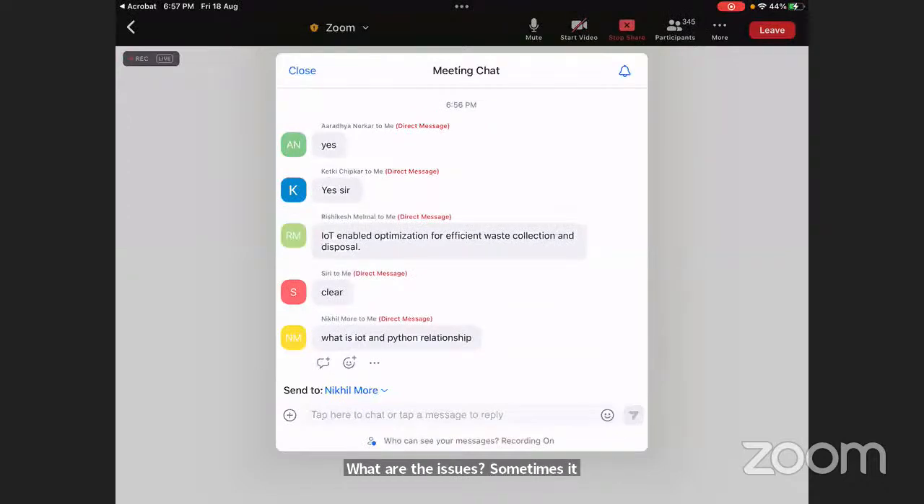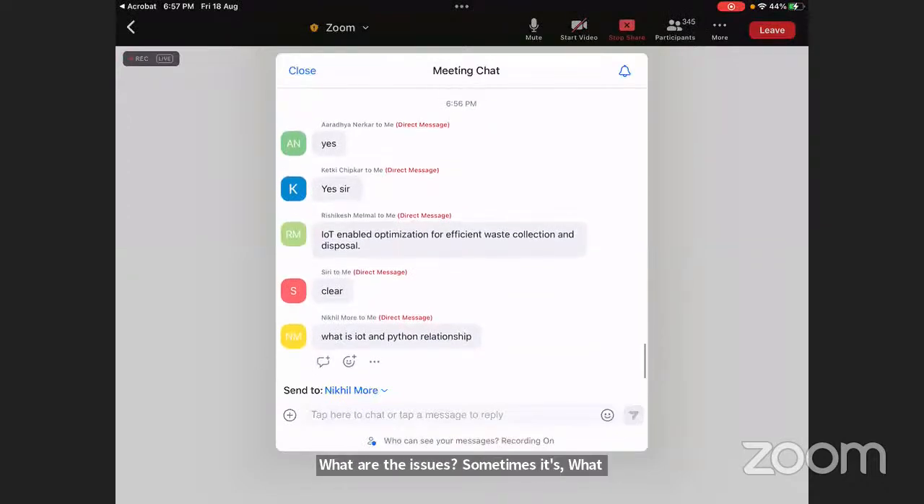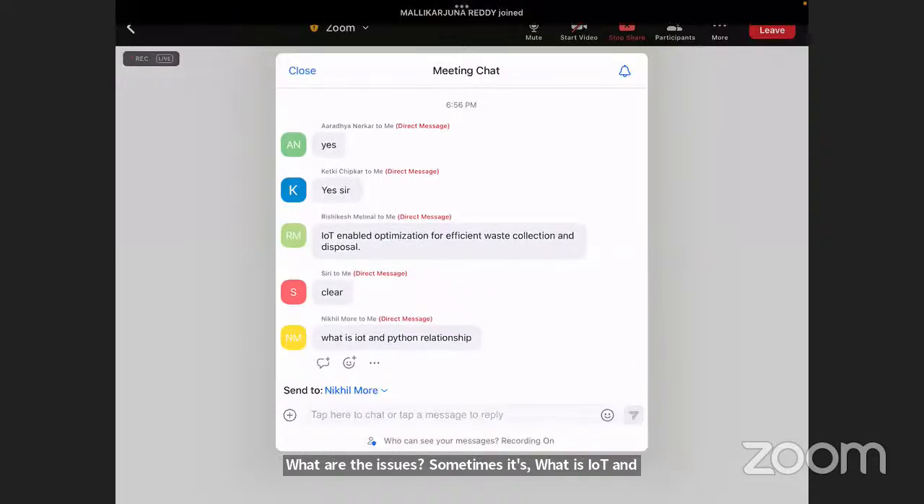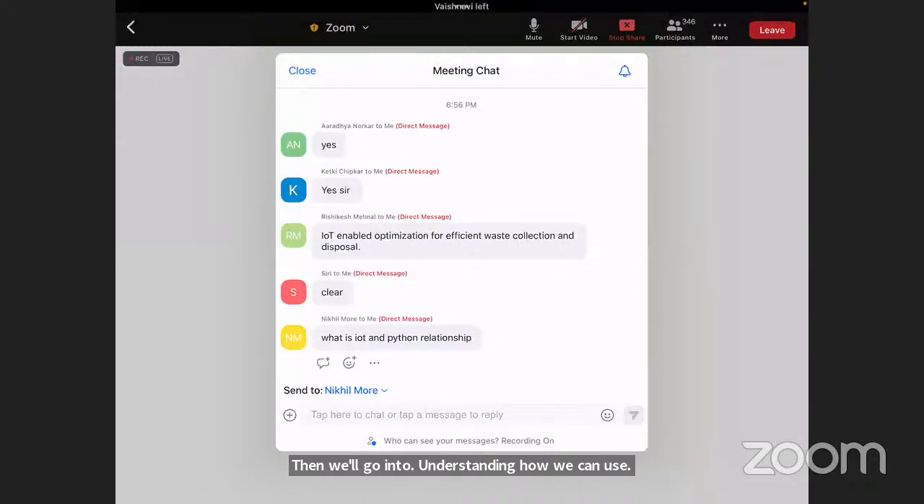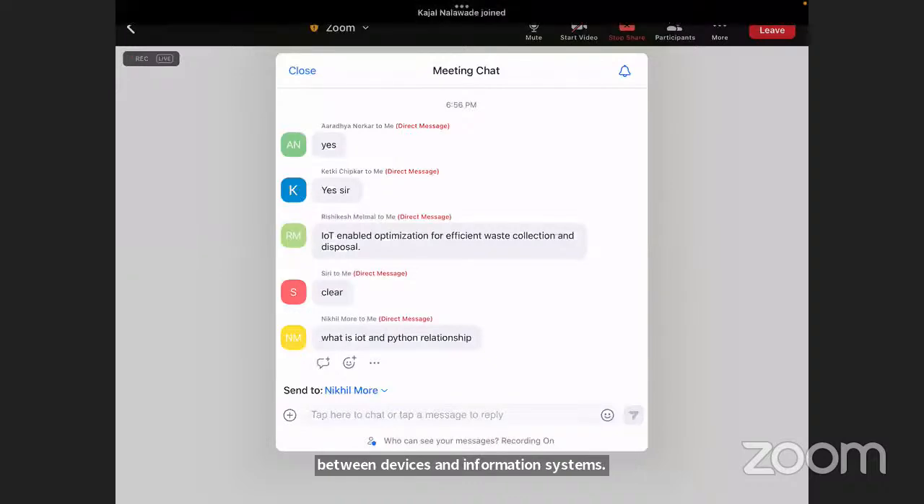What is the IoT and Python relation? We'll talk about it, Nikhil. First, we are discussing IoT today, in generic terms. Then we'll go into understanding how we can use Python. Python will be more on the language side or the firmware side, where we design and develop the relationship between devices and information systems. So there we'll be using Python.